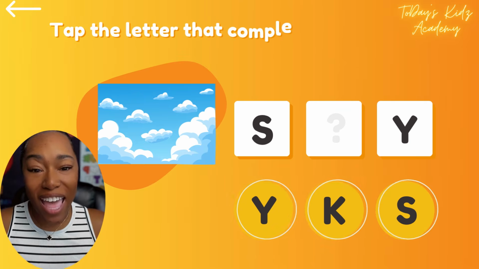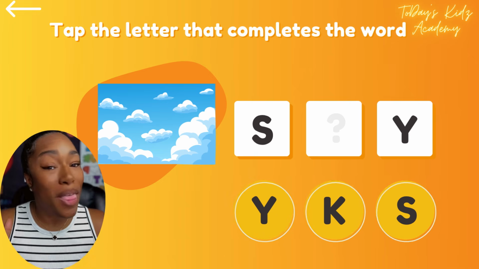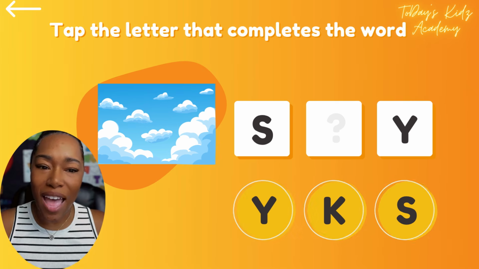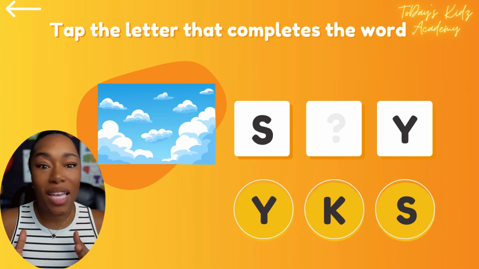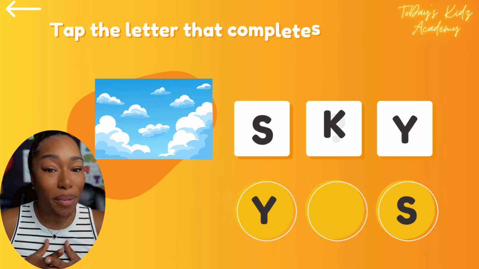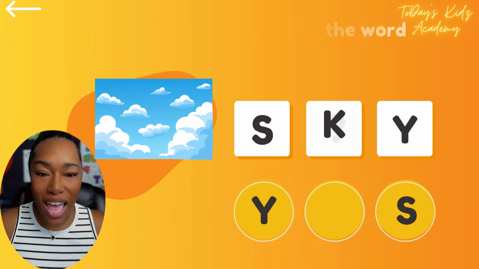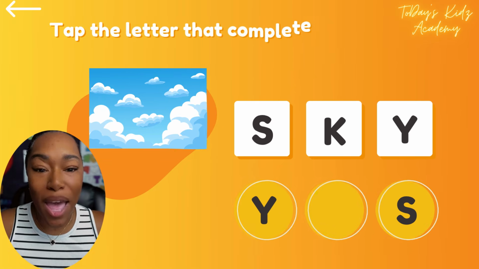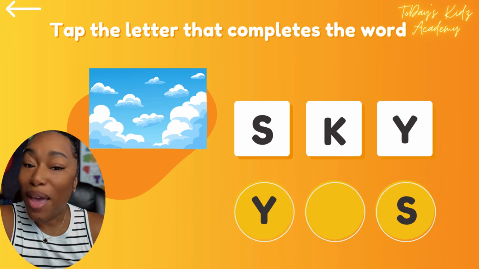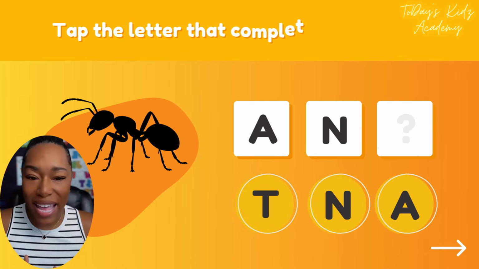This is sky. Tap the letter on the screen if you know the missing letter in sky. Sky. If you pick the letter K, you're right. Sky. Spell sky with Miss Fee. S-K-Y. Sky.